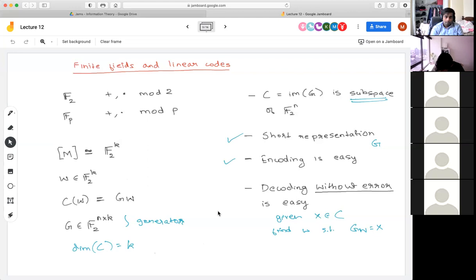Or you can find G star such that for every valid code word, if you look at G star X and then you multiply by G, you get X. So then G star X is your W.